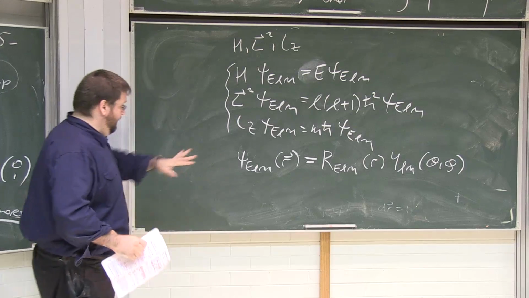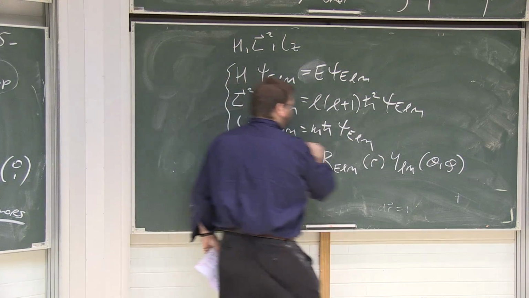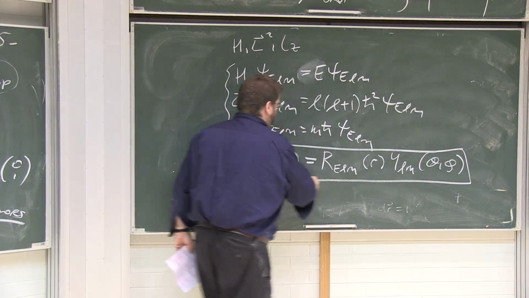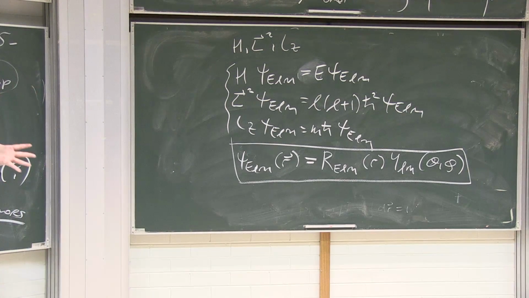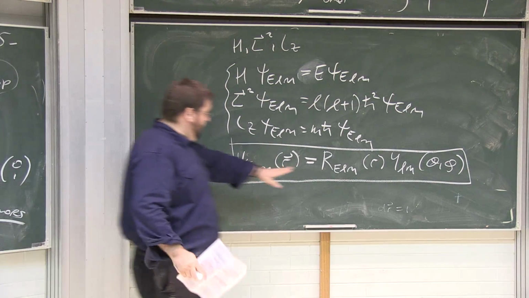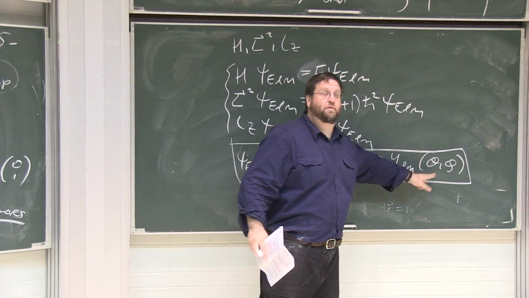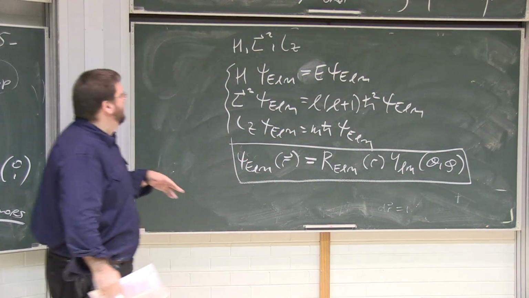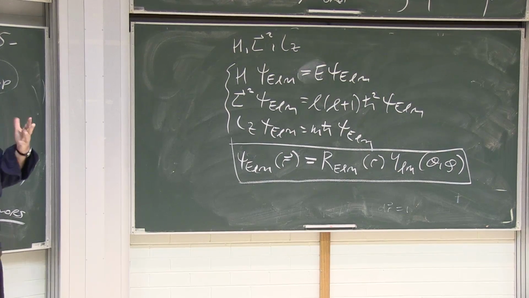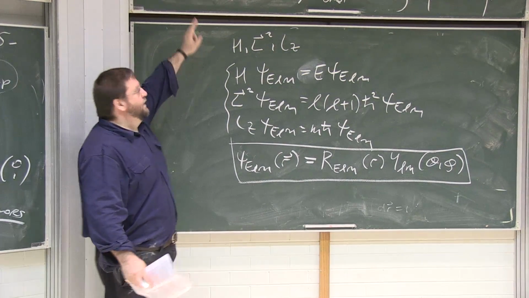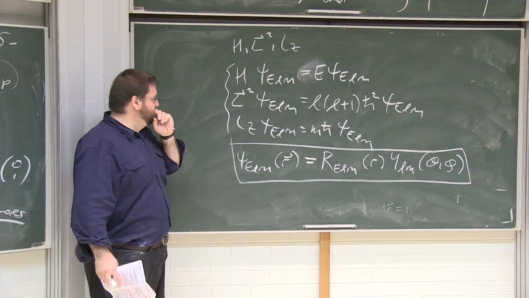The claim is that this form separates, or more precisely, it wants to separate the radial dependence from the angular dependence. The claim is that this is a way that you can separate, in the sense of differential equations, the partial differential equation we need to solve.